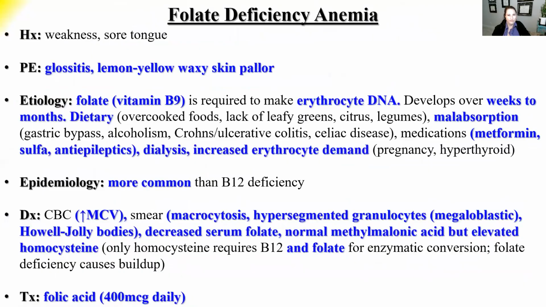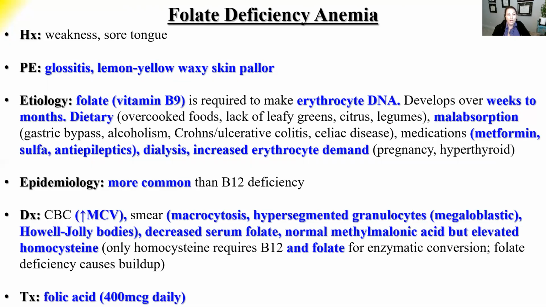Now let's do folate deficiency anemia. This one is much faster in development. So this is weeks to months rather than years. The history on this one is kind of nonspecific: weakness, sore tongue. Physical exam finding is very similar to our B12. So glossitis, same. Lemon yellow waxy skin pallor, same. The biggest difference here is there's no neurologic deficits with folate deficiency anemia, and that's key here. So no decreased vibratory sense, no decreased proprioception.